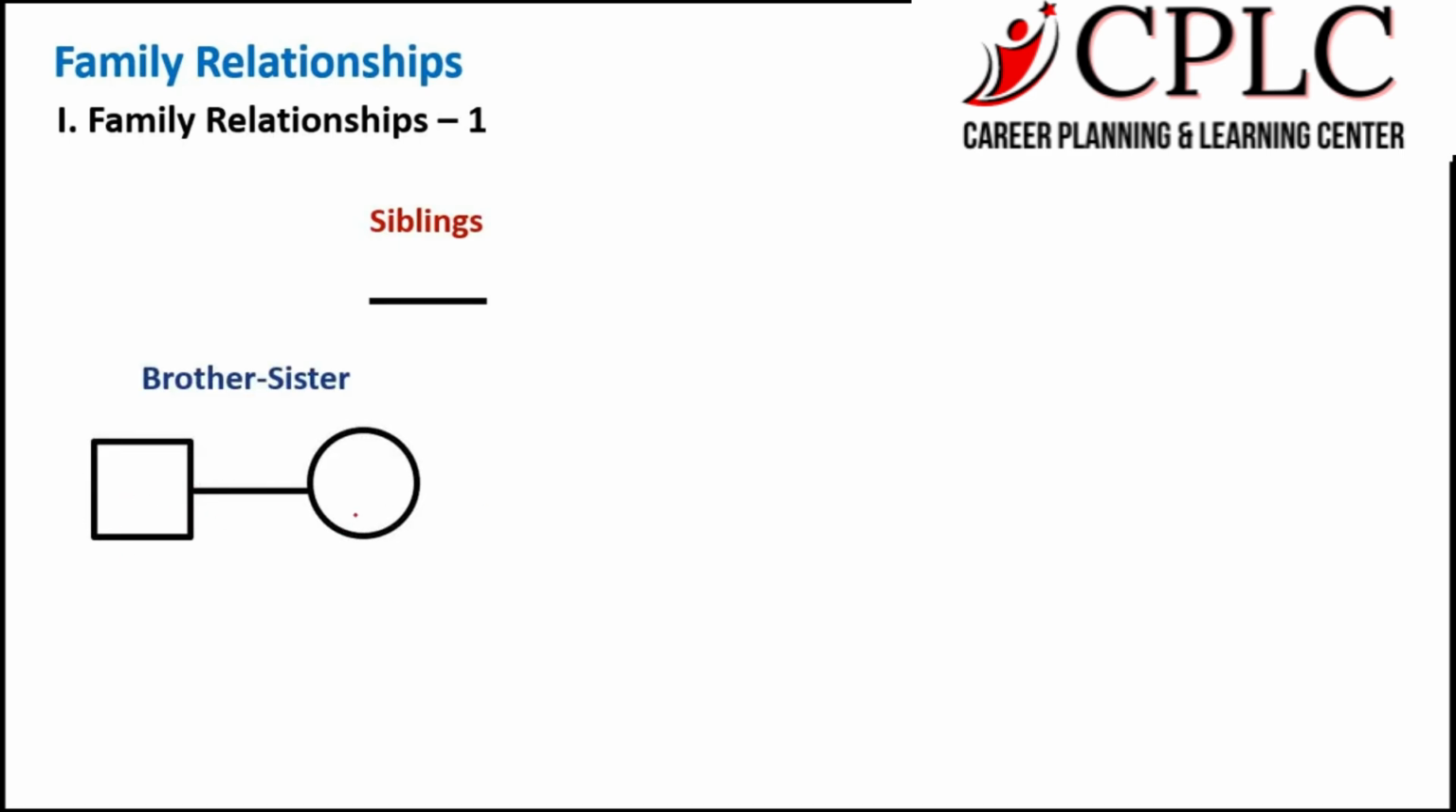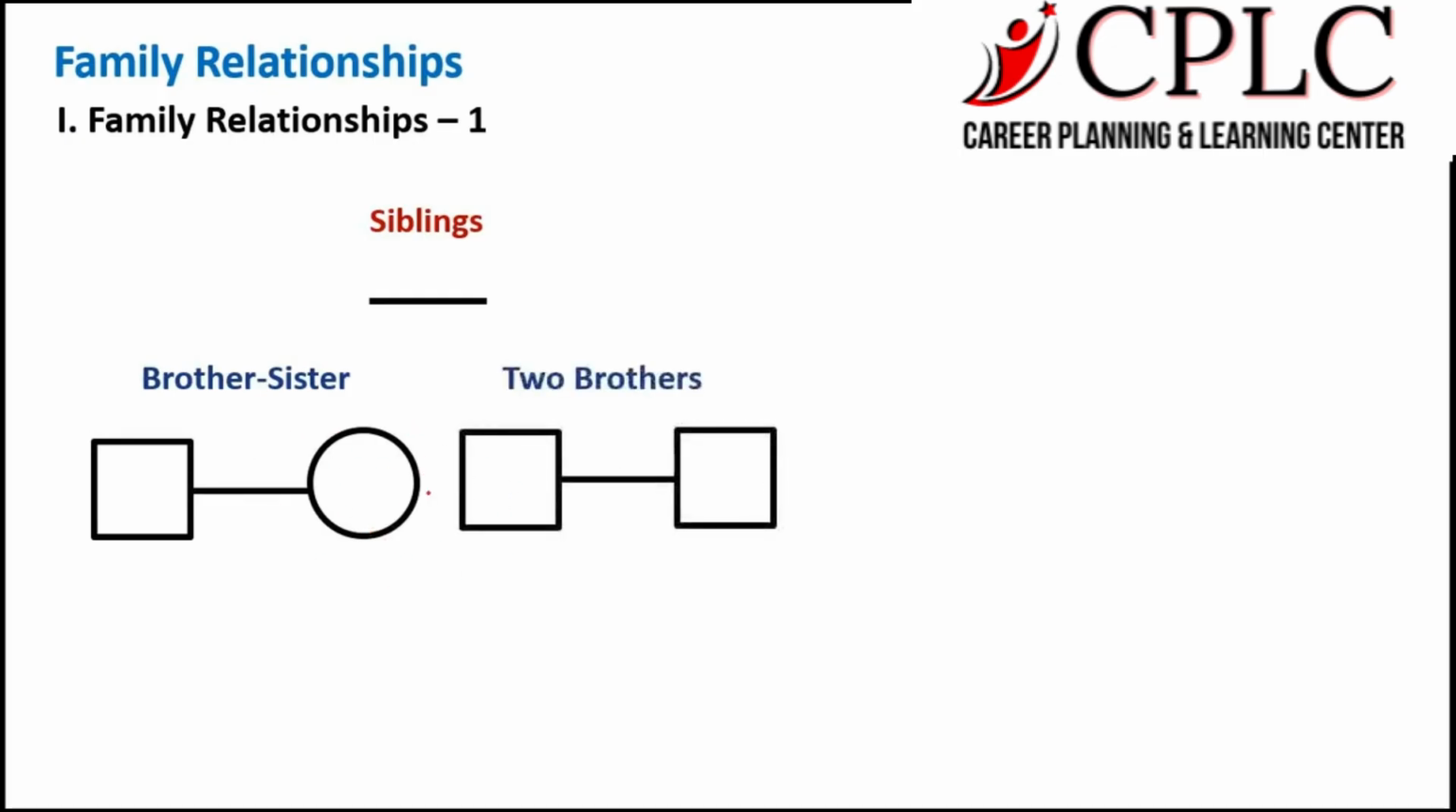The first one is brother and sister. So brother is male, so square block. Sister is female, so circle. And two brothers, both are square blocks. And lastly, two sisters, both are females, so both are circles and separated by a horizontal line.